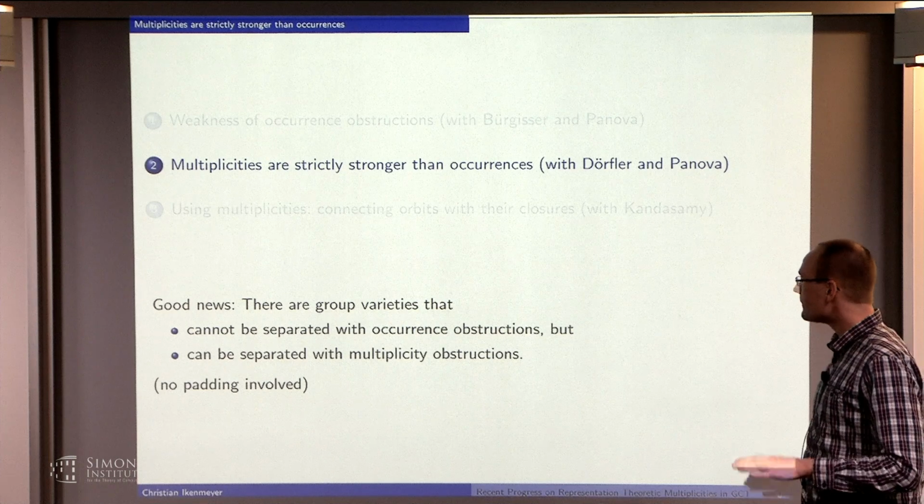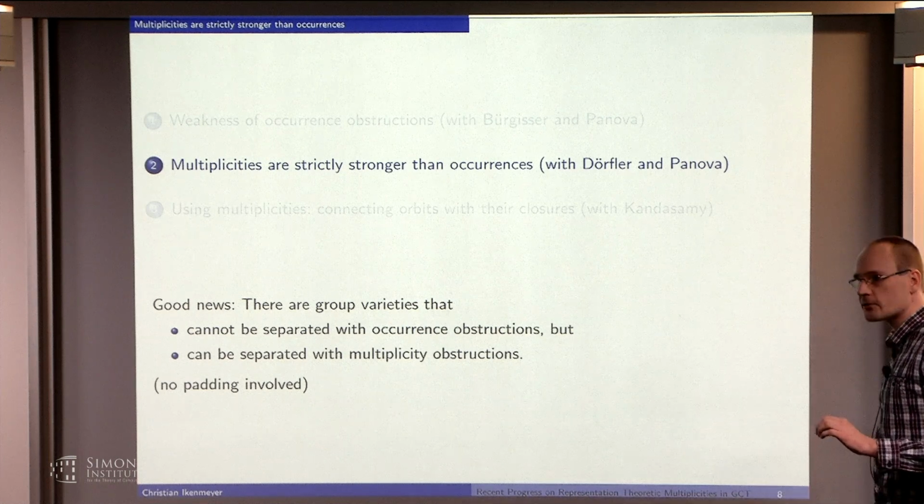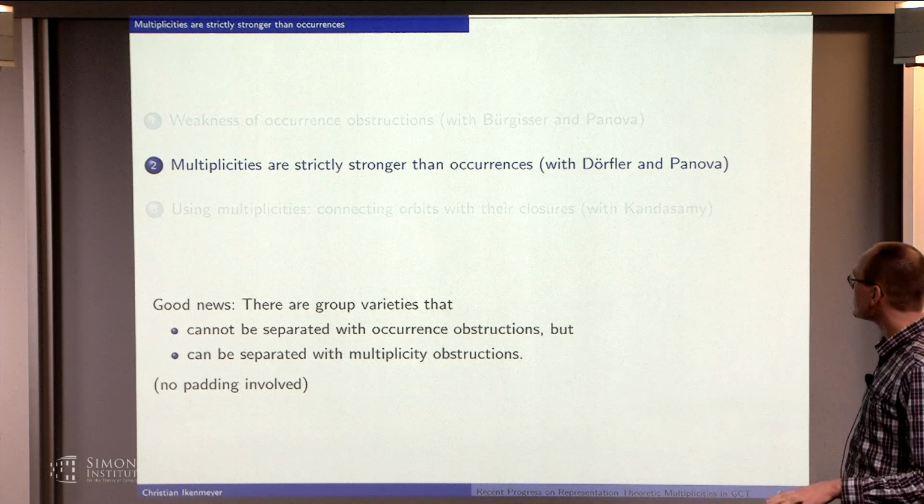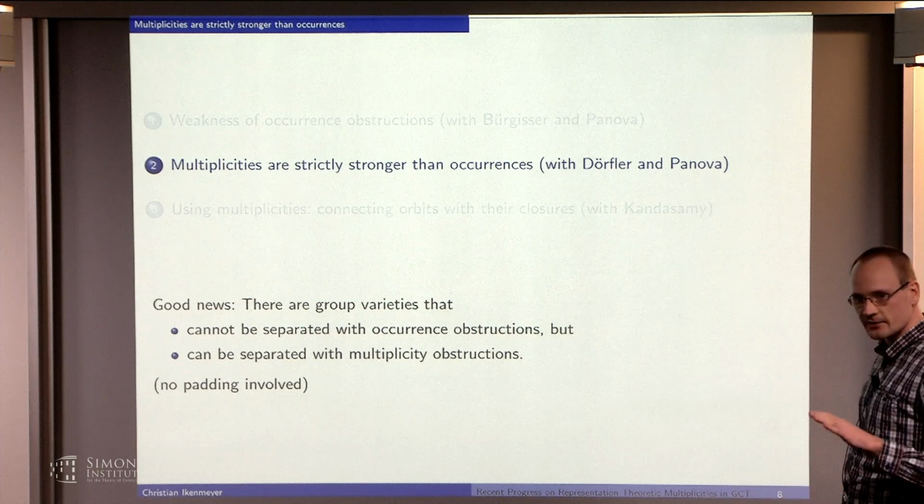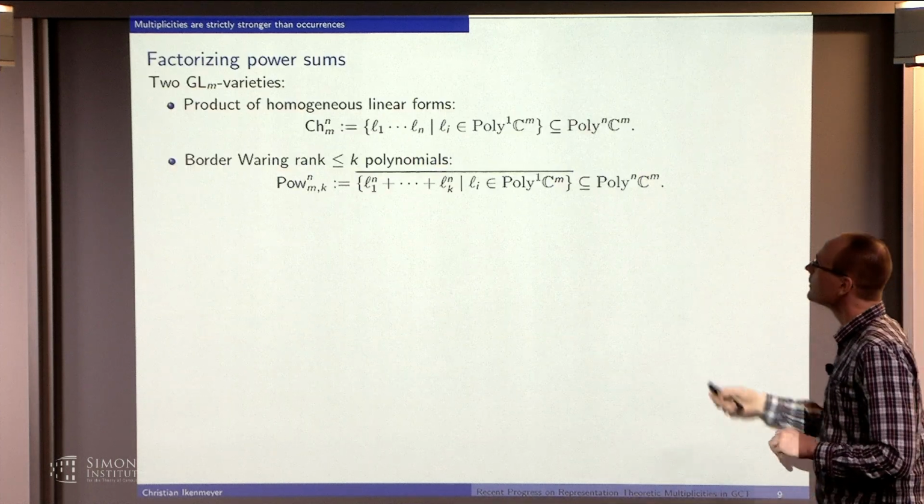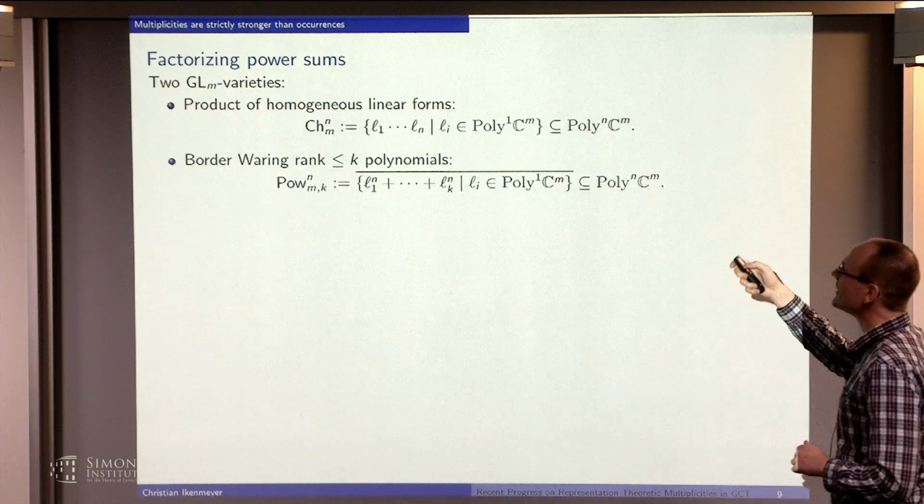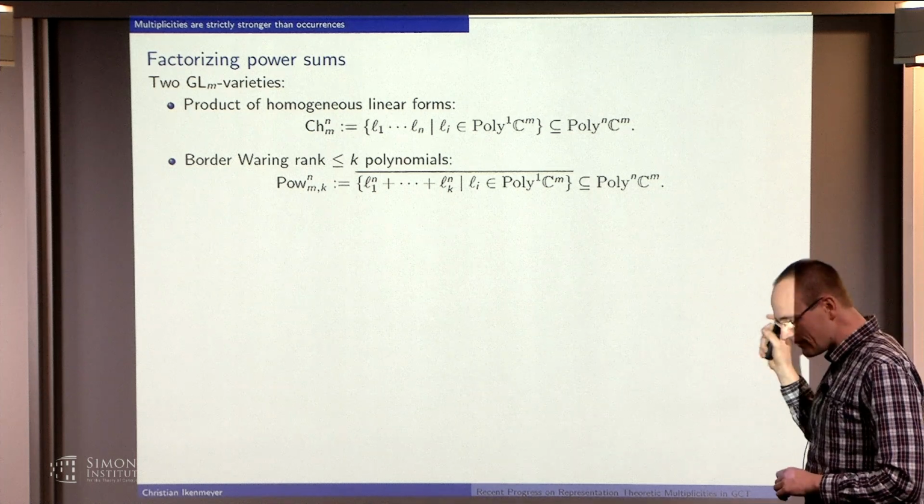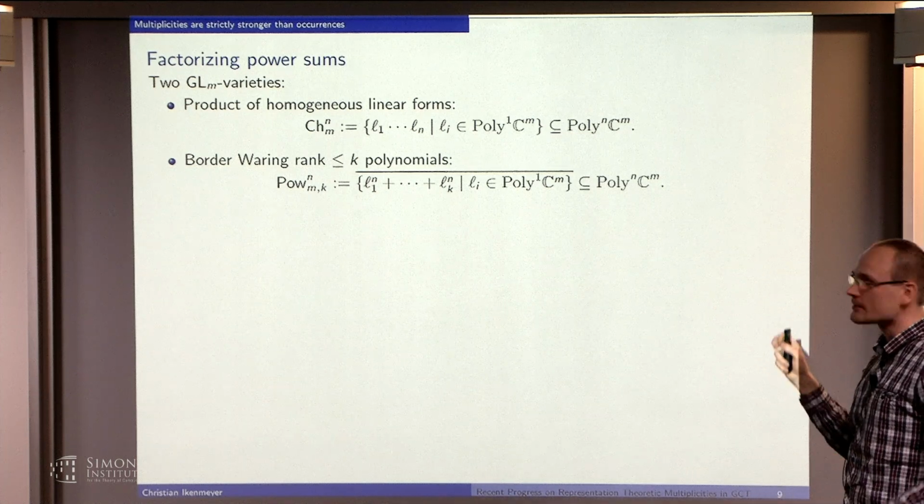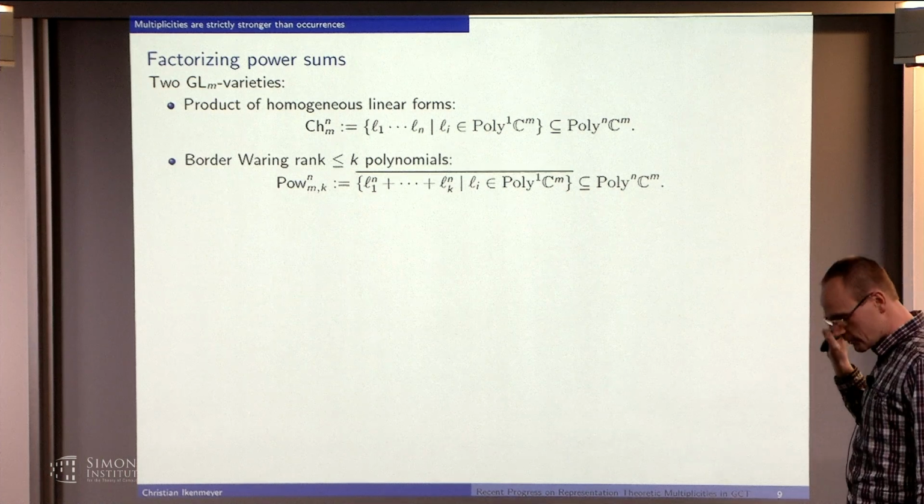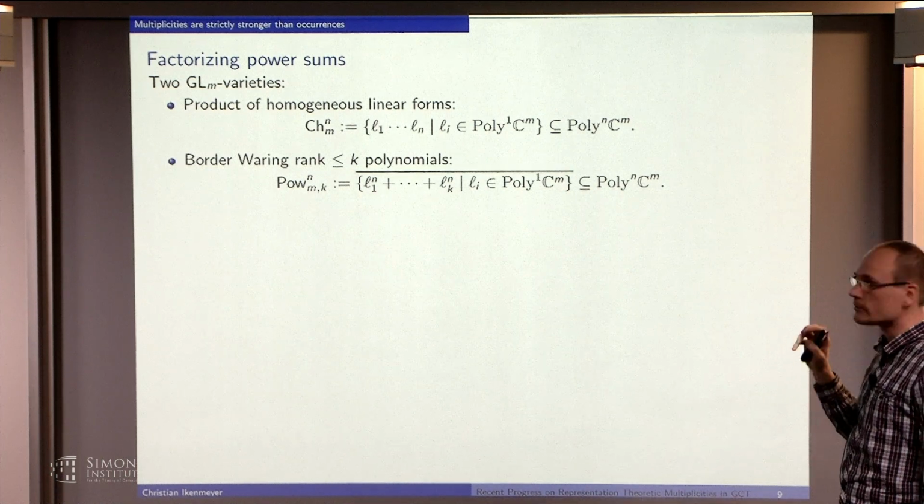This is not even the toy setting that we were talking about outside so far. This is not like Waring rank. This is the toy setting of toy settings. But anyway, even there you cannot have occurrence obstructions. Therefore it shows a significant weakness of occurrence obstructions.